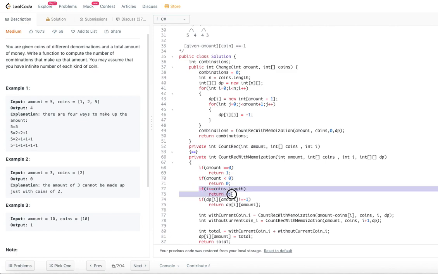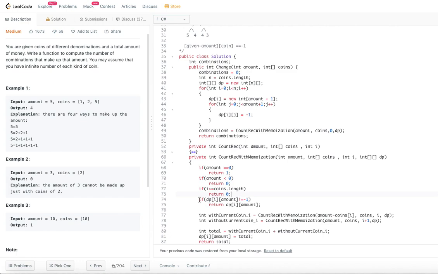And if the current coin index is greater than the coins length, while we go through the coins array, if the index becomes more than the length of the coins array, even in that case we'll just return 0.